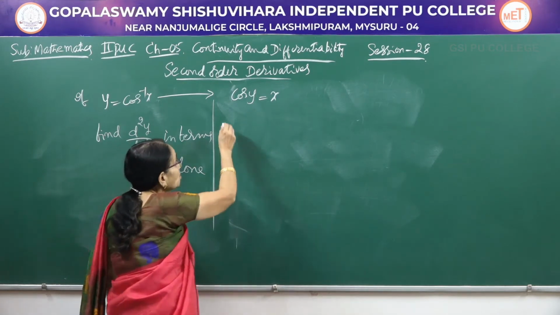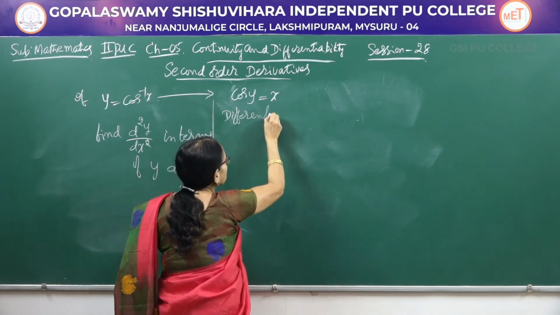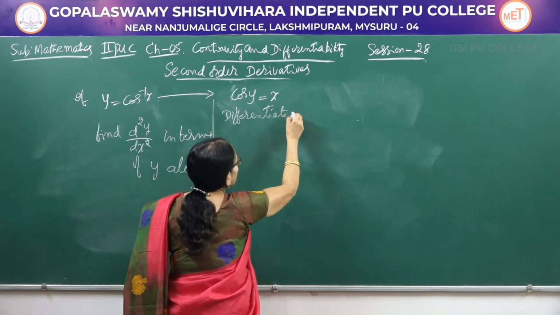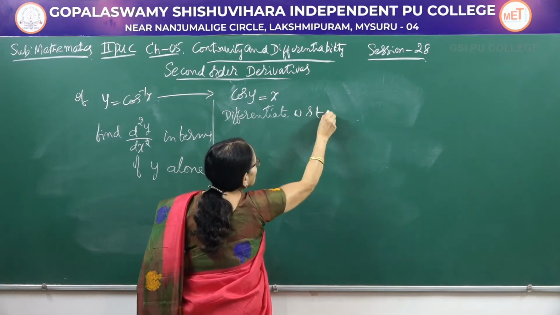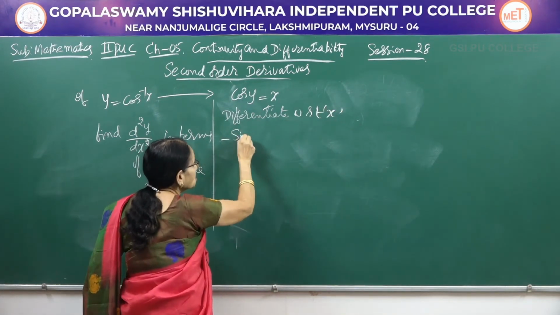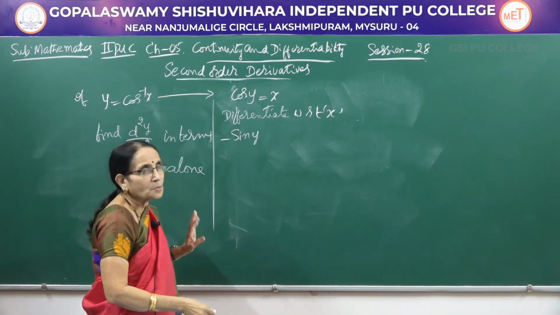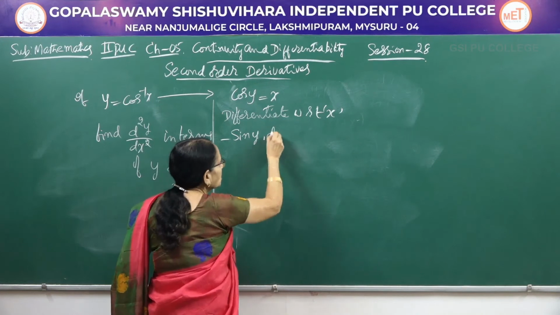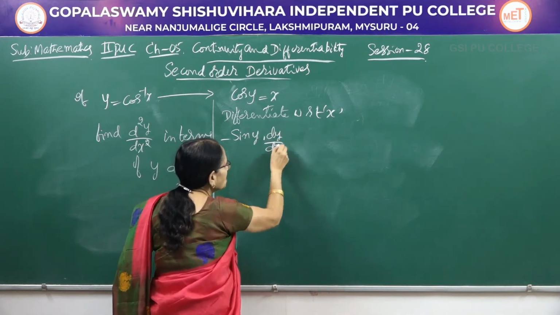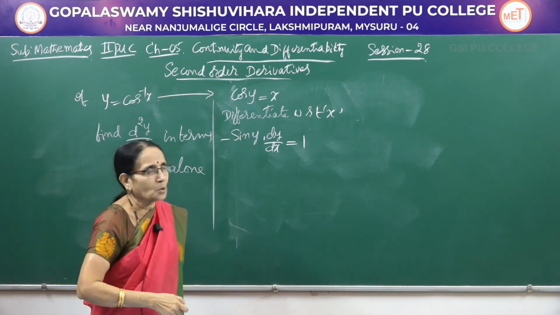Okay. Now differentiate with respect to x. Okay. So, cos y, as you know, it is a composite function. Chain rule has to be applied. Cos y becomes minus sin y and y becomes dy by dx. Right hand side is 1. So, x is not in the picture at all now.